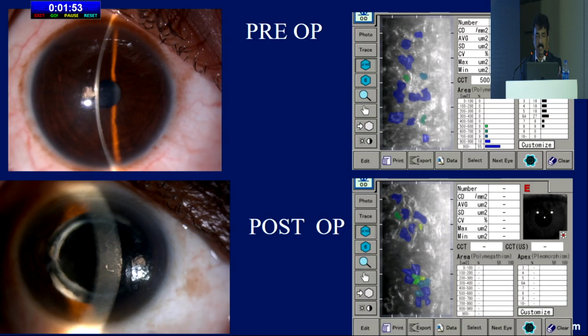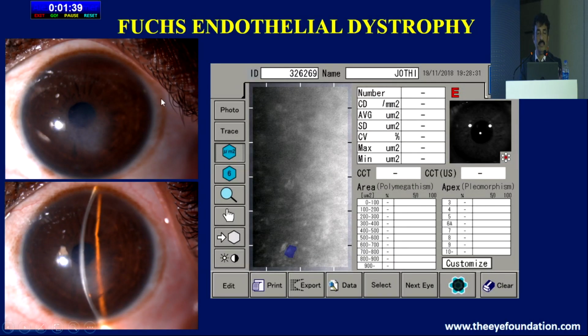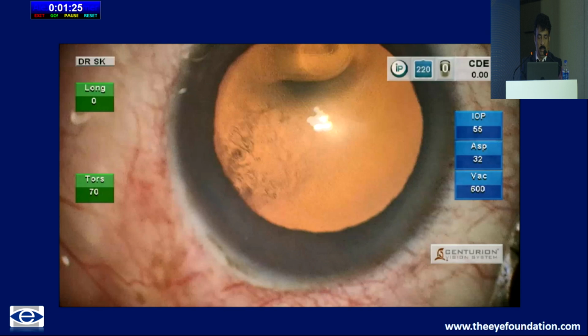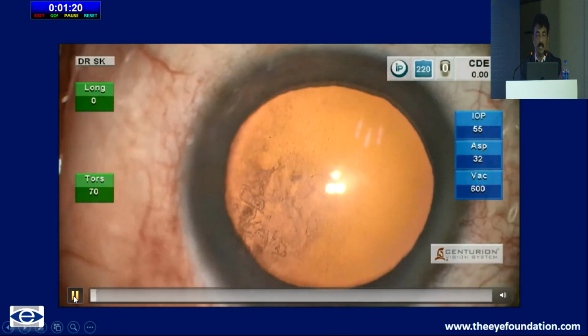This is how it is pre-op and post-op. There is change in the endothelial cell count, but usually these patients can manage for at least 3 to 4 years. But in cases like this, you have a significant edema, the patient is symptomatic, and the visual acuity is affected, and your specular microscopy picture shows this picture. No cells could be detected, mainly because of the corneal edema. So you have to combine it with either phaco with DSEK or DMEK.